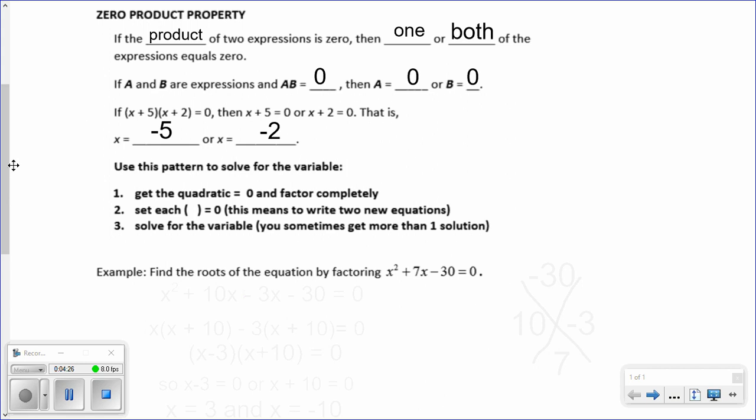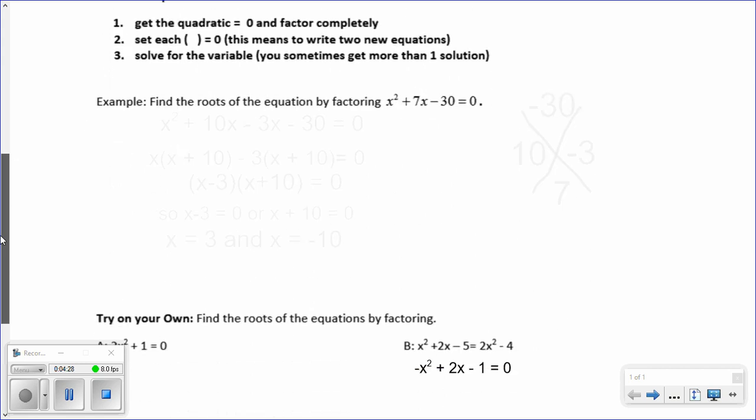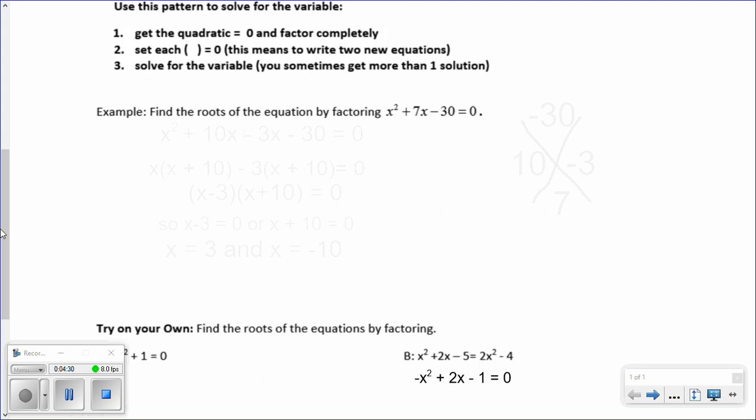So here's an example. Find the roots, also known as the zeros, also known as the solutions, to the equation by factoring. So x squared plus 7x minus 30 equals 0. So that one's already set equal to 0. Cool. This one, I'm still going to use my magic X, GCF, all that fun stuff.